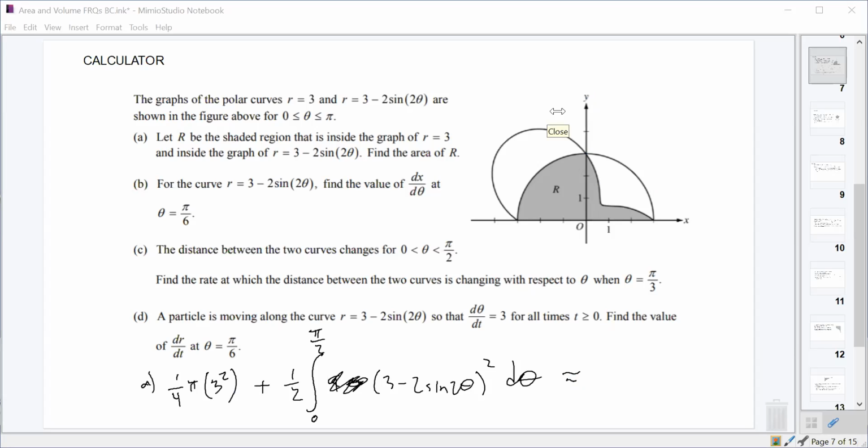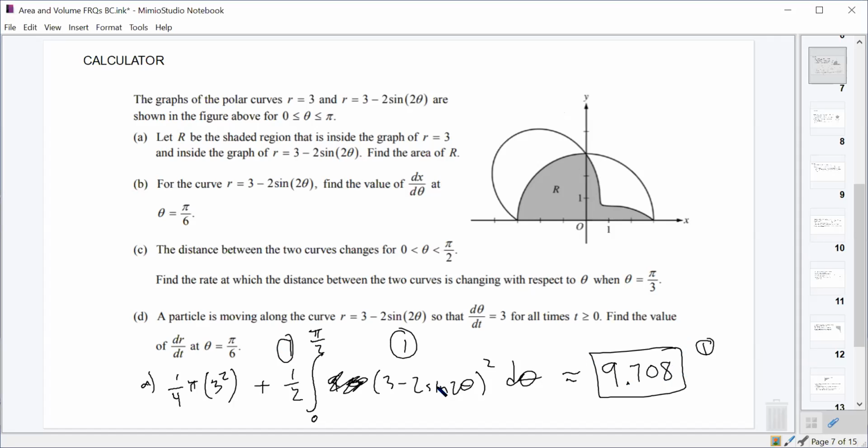.708. There's a half out in front because the area of a polar region is always 1/2 r squared d theta. .708, Darius, sounds good to me. 1 point for the correct integral, 1 point for the correct limits, 1 point for the correct answer, adding the 1/4 pi to it.